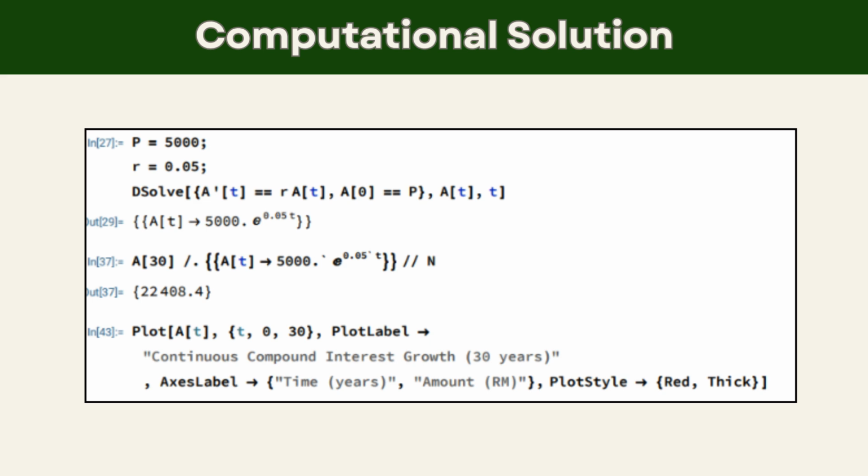Based on this line, we need to use this solve formula, and we will get the continuous compound interest equation, which is A(t) = 5,000 e^(0.05t). Then, we substitute t equal to 30 years and we will get 22,408 ringgit and 40 cents. Next, we need to use the plot command to create data visualization.